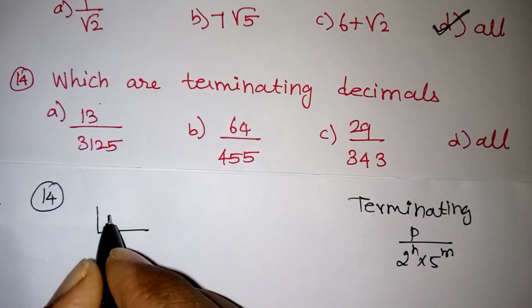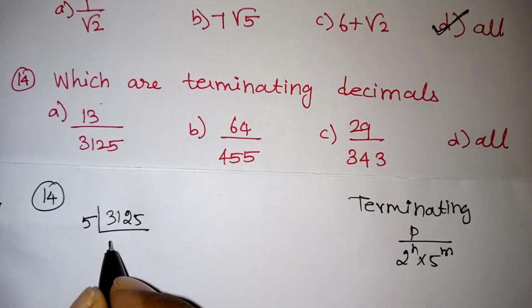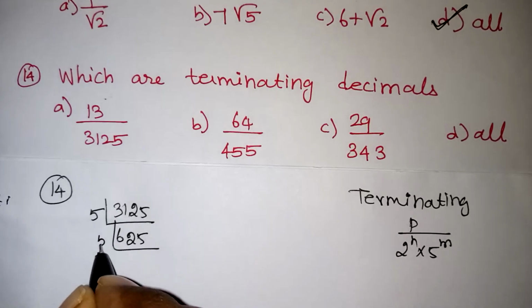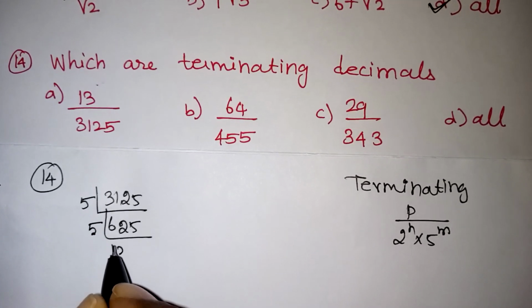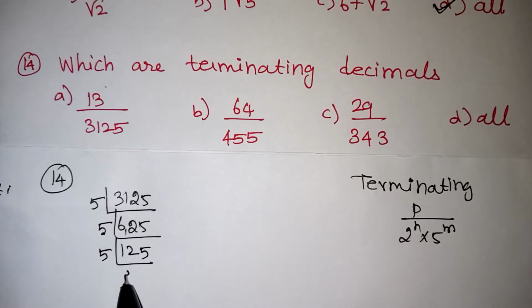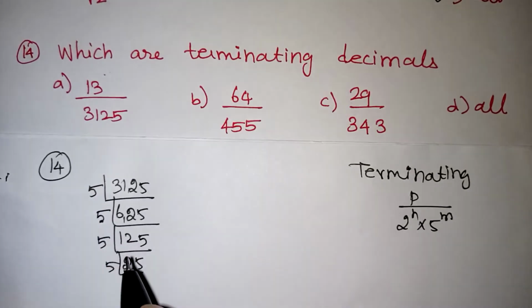Our denominator is 3125. Go for the prime factorization, 5 table. 5 6s are 30, balance 1, 2, 5, 625. Again by 5 table, 1, 2, 5. Again by 5 table, 25. Again by 5 table, 5. So 1, 2, 3, 4, 5 times we are getting.